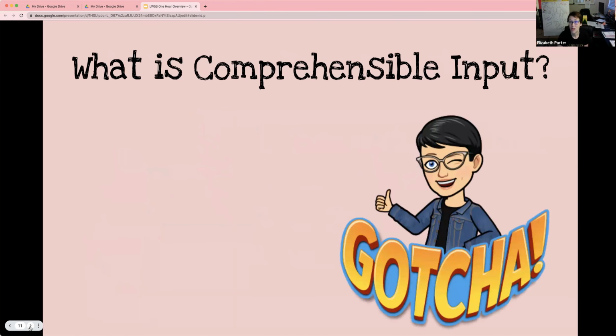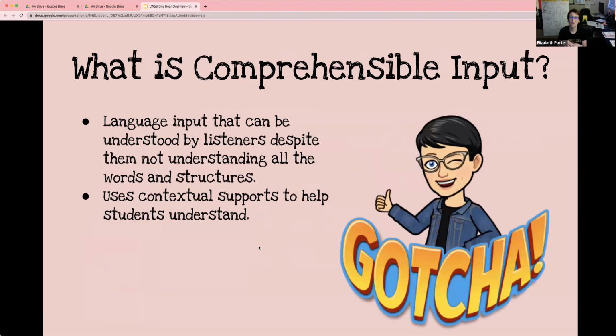So we all know what comprehensible input is, right? It's language input that can be understood by listeners despite them not understanding all the words and structures. And it uses contextual supports to help students understand. In language with the 5 senses, we call these clues for understanding. We teach students how to use cognates, words they already understand, and structures they already understand to understand things, and things like tone of voice, things like background noise, things like context.